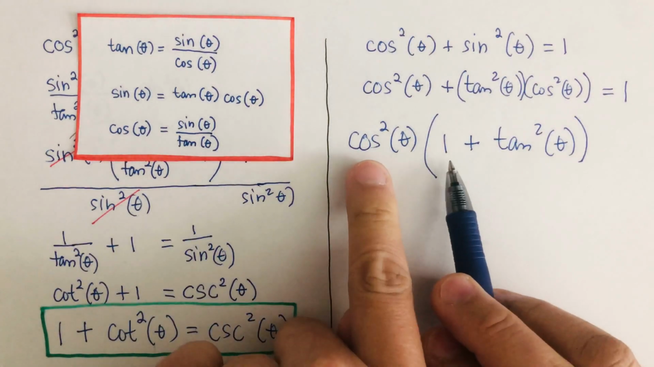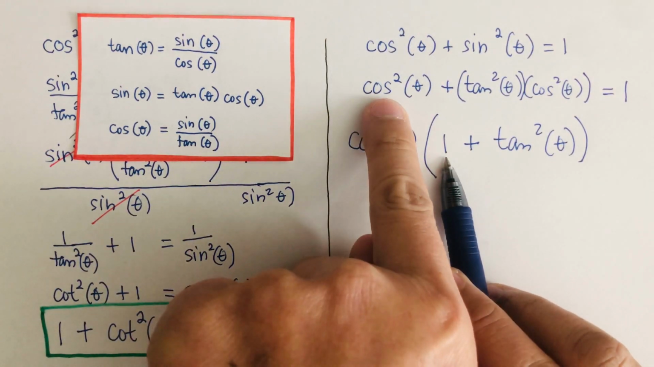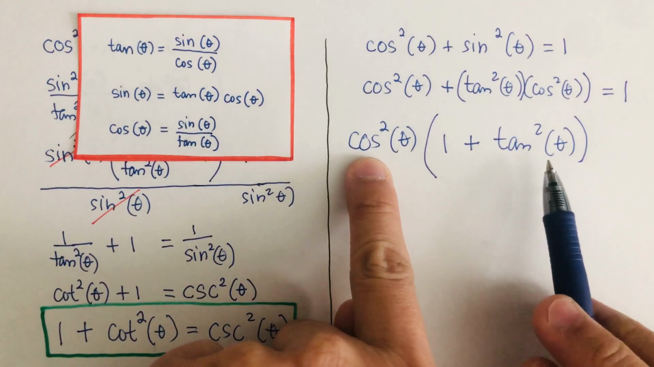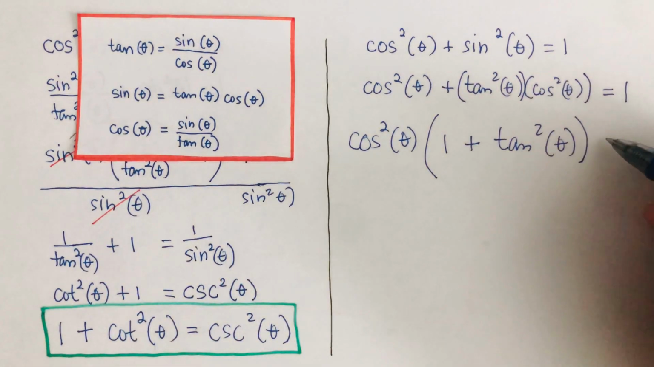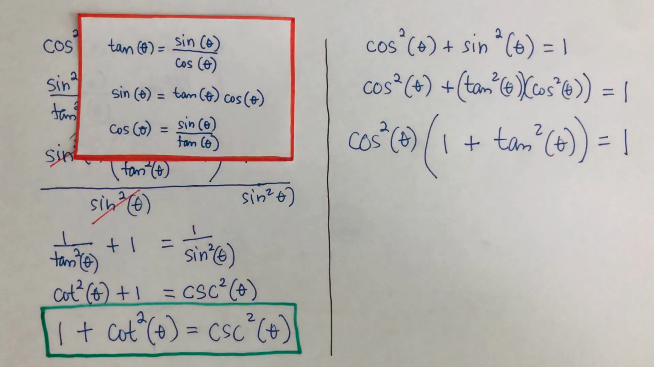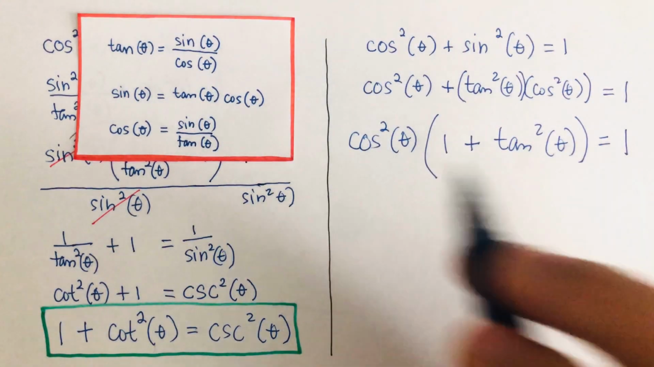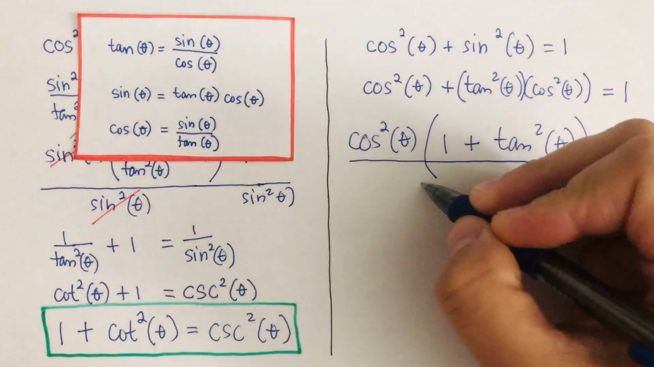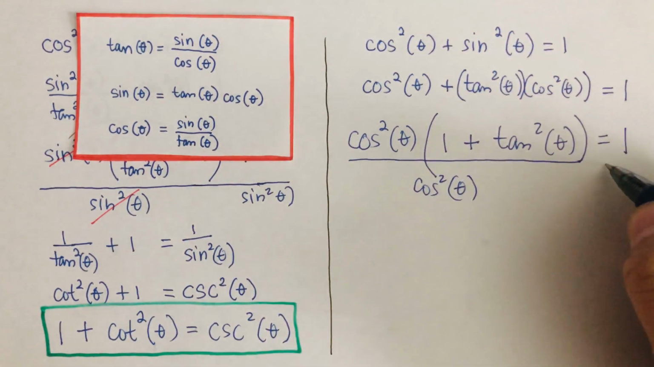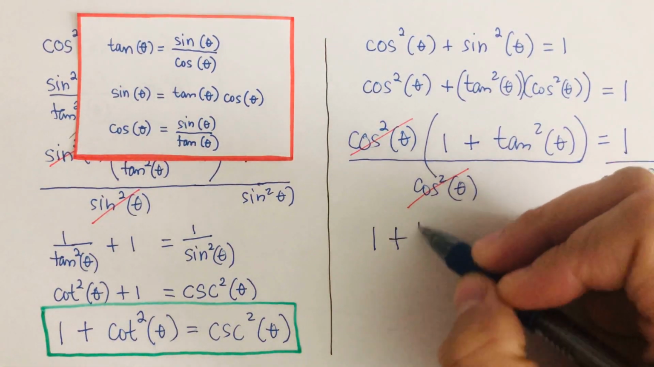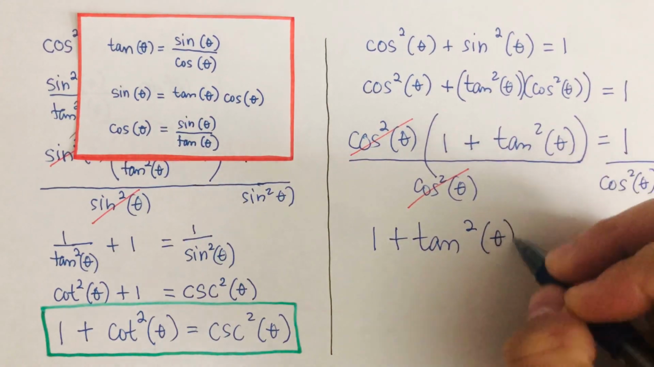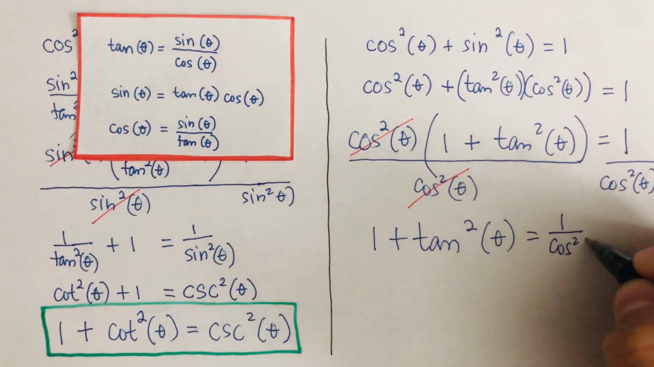This should come out as 1, because cosine squared of theta times 1 is cosine squared theta, plus cosine squared theta times tangent squared theta is tangent squared theta cosine squared theta. And all of these will be equal to 1. Now, if we divide both sides by cosine squared theta, we can cross out the cosine squared on both sides. So we are left with 1 plus tangent squared theta is equal to 1 over cosine squared of theta.